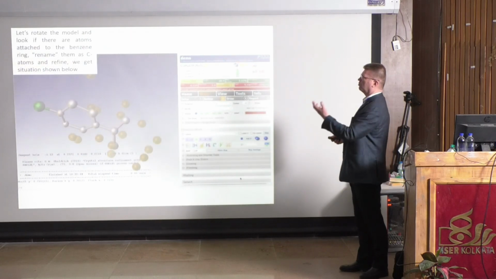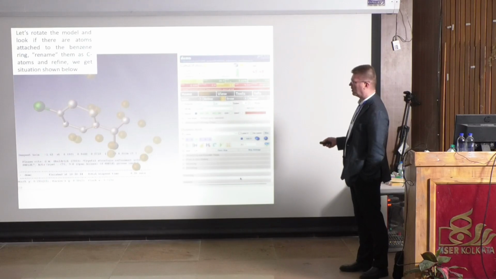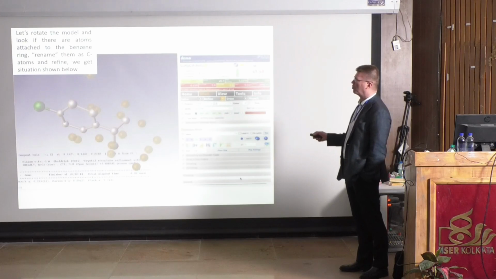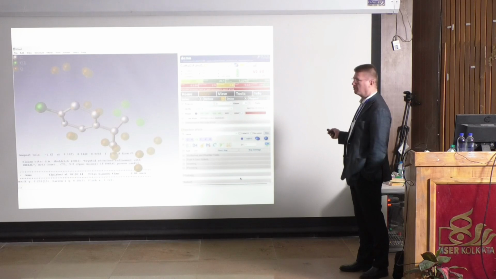So now let's rotate this again and look if there are atoms attached to the benzene ring, and we name them as carbon atoms. And this is the idea. We found that there are 3 brown balls in there, and we just click them as carbon, and we have them now here. Now we go back to the refinement here, and see what we have. So now, this number went down a bit, and we have now located that this looks fine, okay?